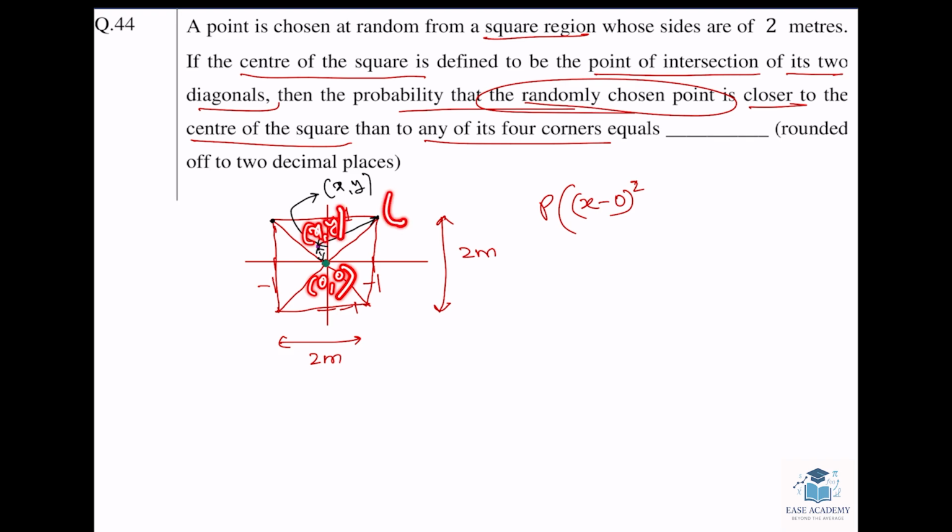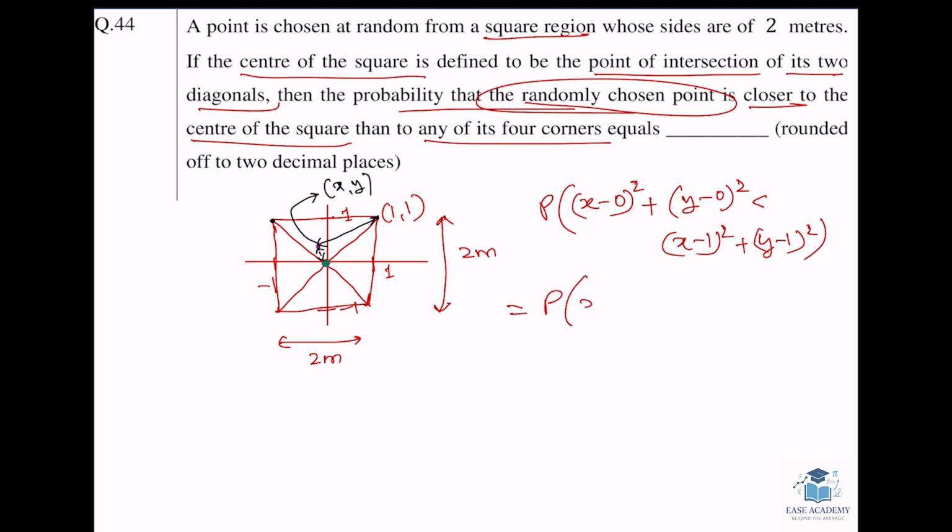This corner point will be (1, 1). Sorry for the mistake here. So plus (y minus 0) whole square is less than the distance to the corner (1, 1): (x minus 1) whole square plus (y minus 1) whole square. That is, the probability of x square plus y square less than x square plus 1 minus 2x plus y square plus 1 minus 2y.